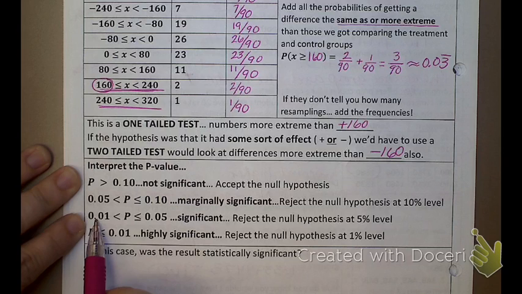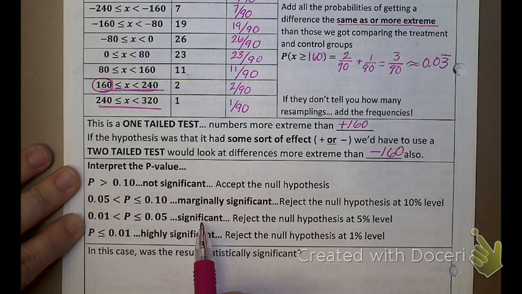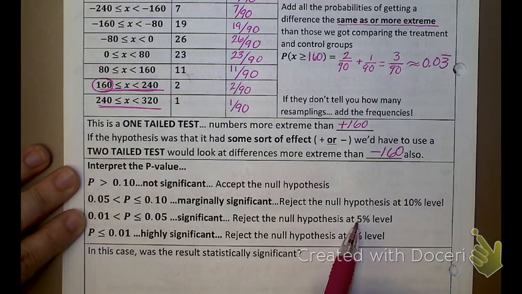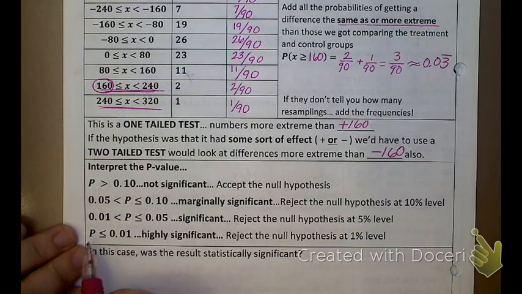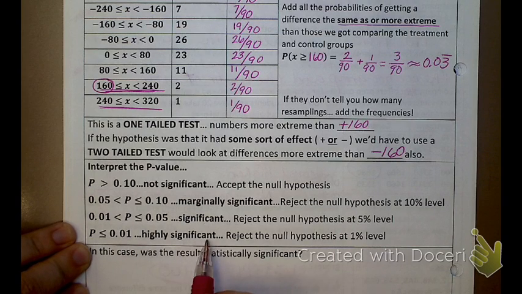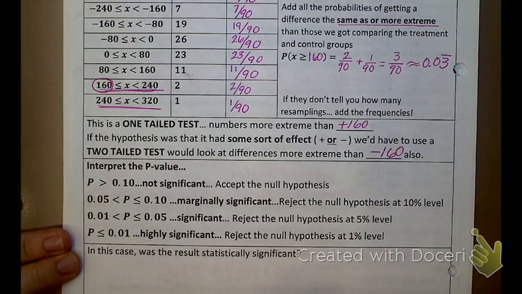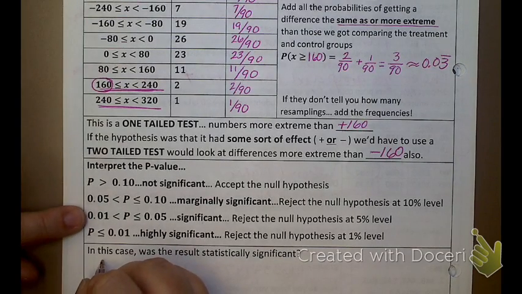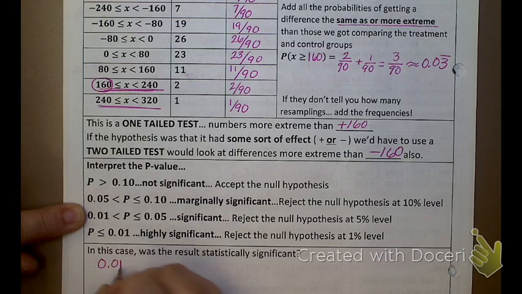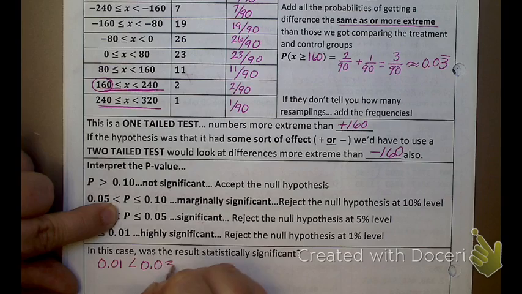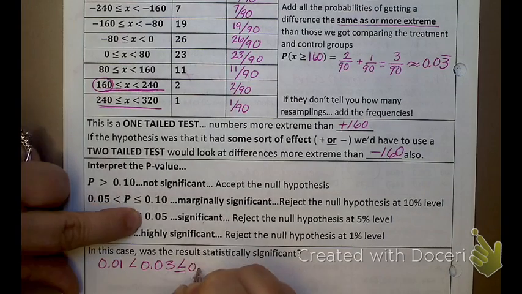If it's between 0.01 and 0.05, it is significant. You reject the null hypothesis at a 5% level. And if p is less than 0.01, it's highly significant. You reject the null hypothesis at a 1% level, which means that your treatment had a pretty significant impact. So in this case, was the result statistically significant? Well, ours fits into this category because 0.01 is less than our p-value, which we got was 0.03, which is less than or equal to 0.05.